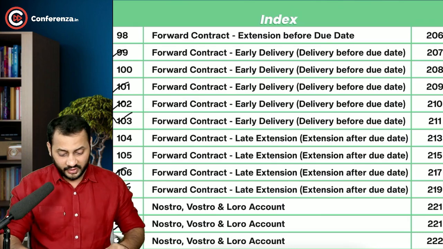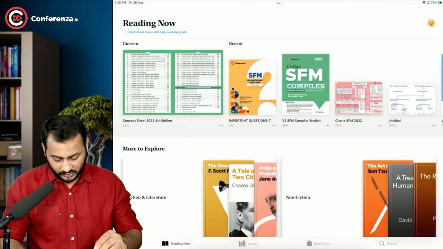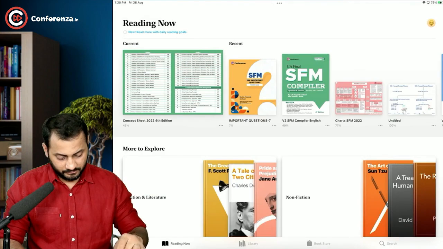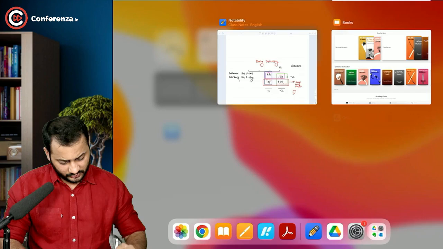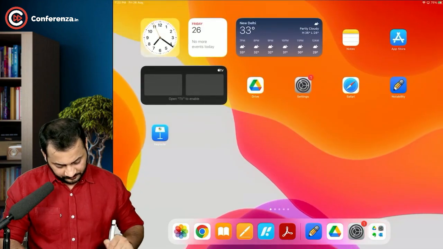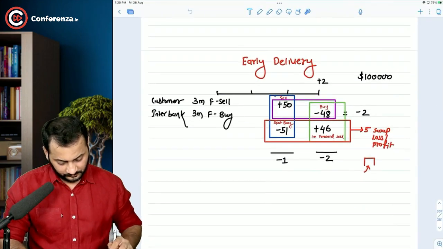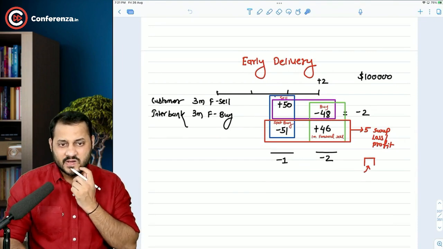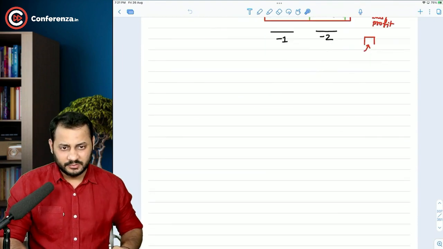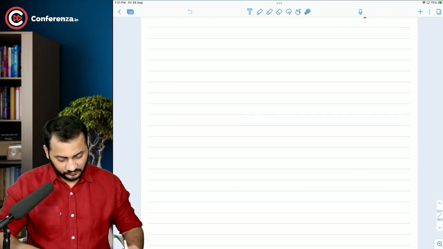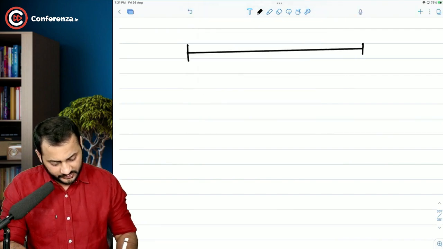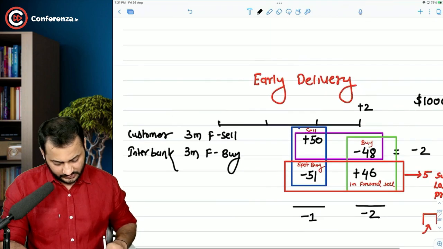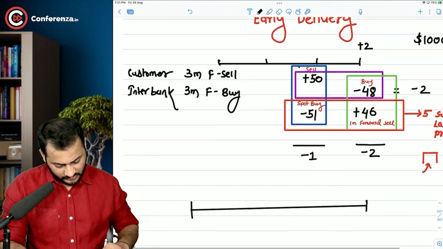This is very important. This is early delivery. I will just take this example once again. From the start you will be able to understand it. Let me just confirm once again where we were about to sell the foreign currency.